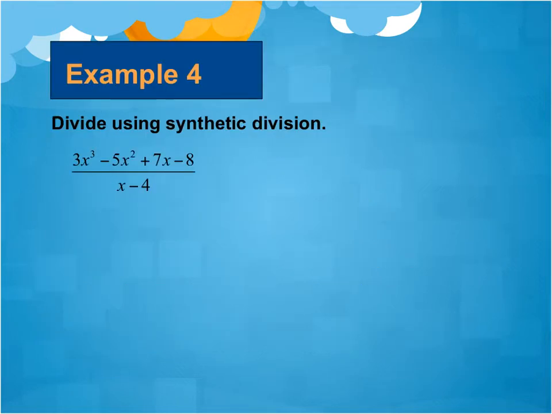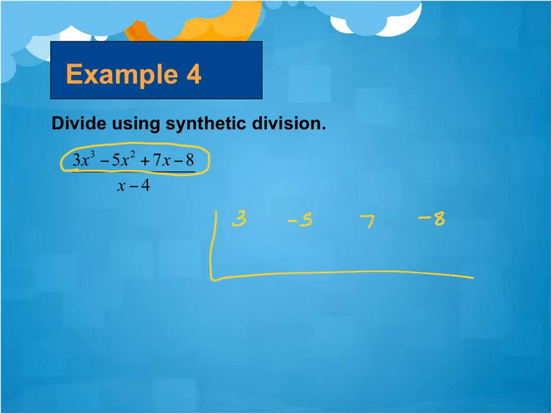This one says divide using synthetic division. So remember that your first step is to take every term in the top, make sure it's in decreasing degree order, make sure you're not missing anything. I'm not, so I'm going to write out my coefficients: 3, -5, 7, -8. Then I draw my box, and on the outside goes what? +4, right? The opposite of what follows x here.